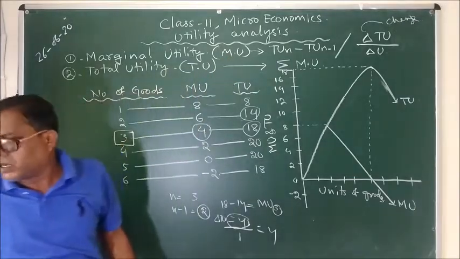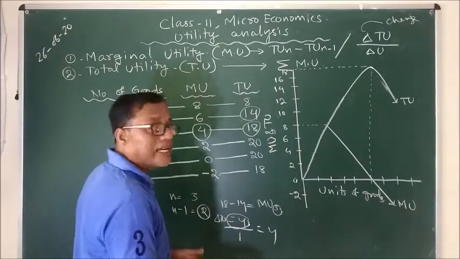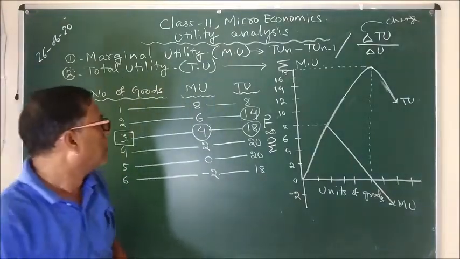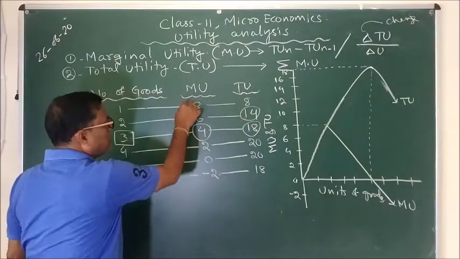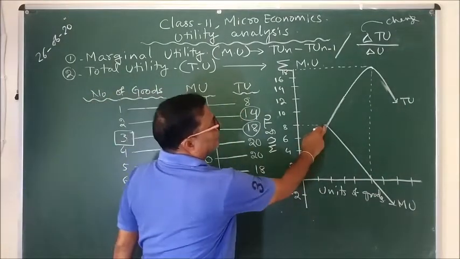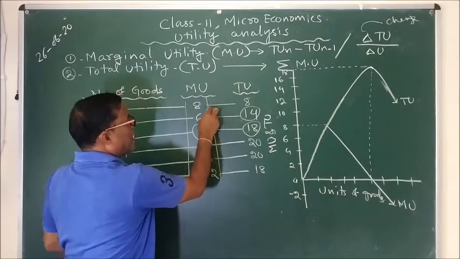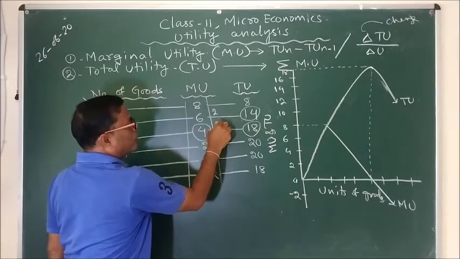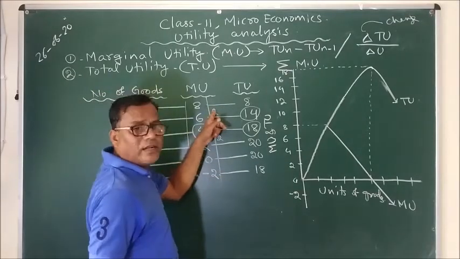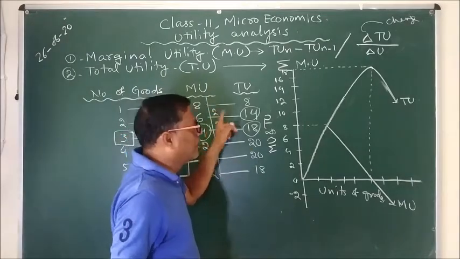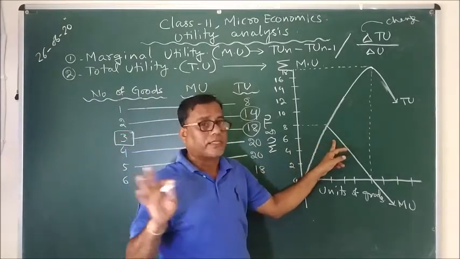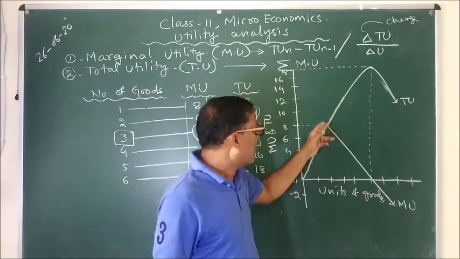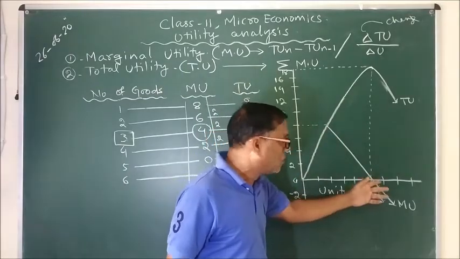So now we will try to understand diagrammatically the relationship between TU and MU. As you can see here, MU is continuously falling. That's why it's a straight line, and the rate of falling is constant, that is 8 to 6, 6 to 4. Here the change is always 2 by 2 units. So when del y by del x is a constant, the line is linear. We have already discussed this. That's why here the marginal utility curve is a linear or straight line falling downwards from left to right.